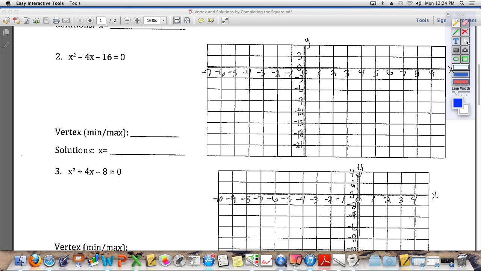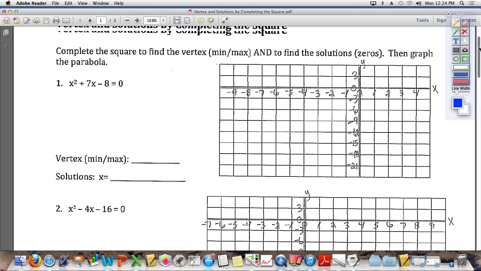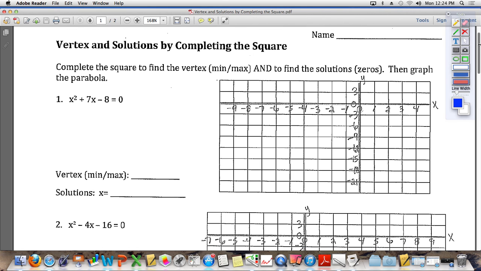I want to go back up to the first problem. The reason I'm doing this one is because a lot of people start panicking when you see a decimal, and you're going to get a decimal in this one. All right? So add 8 like normal. Add 8 to the left. Add 8 to the right. Leaves you with x squared plus 7x, leaves some space, is equal to 8.